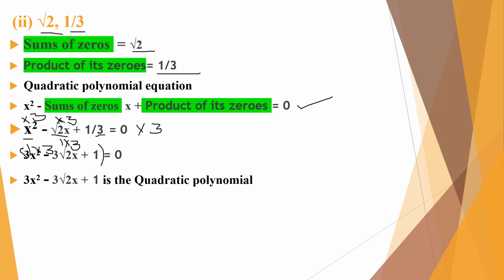So what is the quadratic polynomial equation? It is x square minus sum of its zeros into x plus product of its zeros equal to 0. Once you know this formula, you can directly substitute it and get the quadratic polynomial. Then we move on to the next sum.